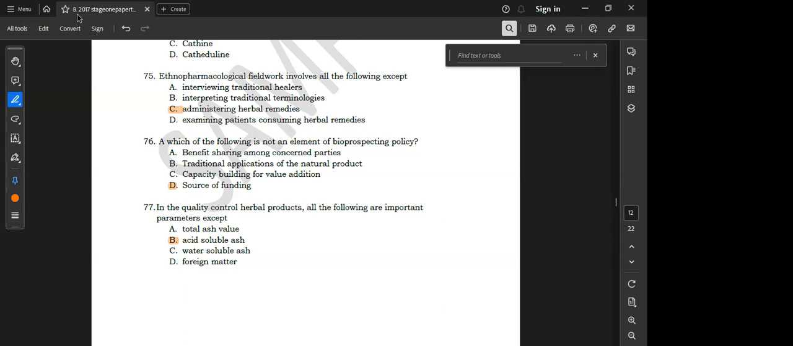Or B, I'm not sure. I don't think it can be D, because any product, whether herbal or pharmaceutical, has to be pure. You always check if there's foreign matter.